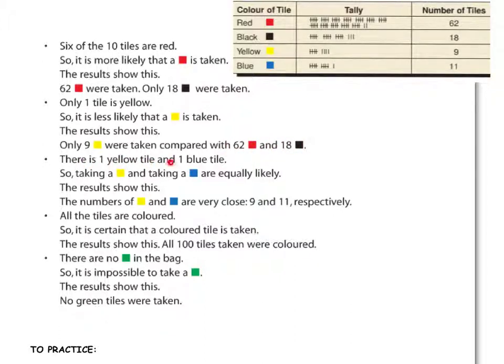There is 1 yellow tile and 1 blue tile, so taking a yellow and a blue are equally likely. Well, the results showed that the numbers of yellow and blue are very close. 9 and 11 are really close numbers, so that makes sense based on our original numbers. All the tiles are colored, so it is certain that a colored tile will be taken out. Definitely. What's impossible? Any color that's not in the bag. They've chosen green. It could be purple. It could be pink. Any color that's not in the bag would be considered impossible.